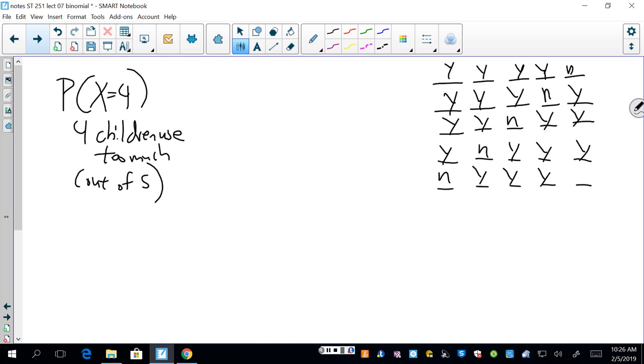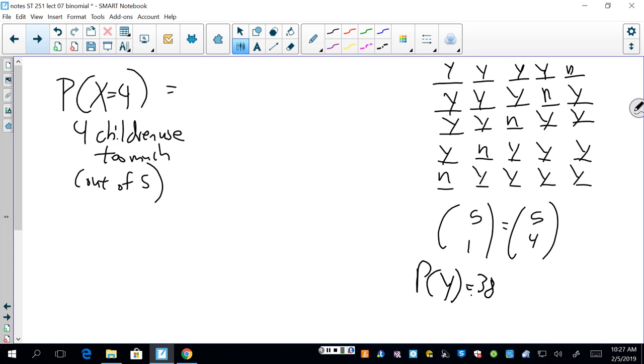5 choose 1. So 5 choose 1. That's equivalent to 5 choose 4. Right? Either choosing the yeses or choosing the no's. What's the probability of one particular sequence? Just to remind you that the probability of a yes was 0.38, and the probability of a no was 1 minus that, 0.62. What's the probability of that particular sequence, the first sequence there of children?